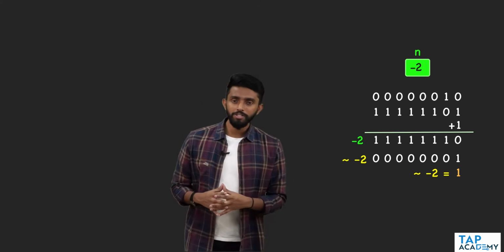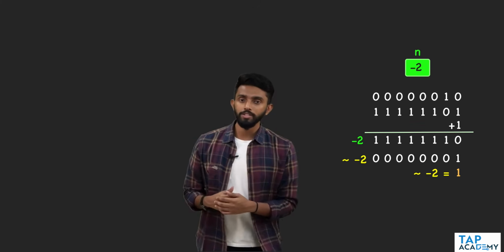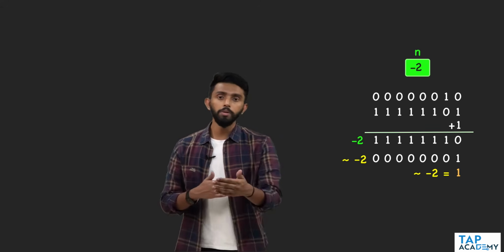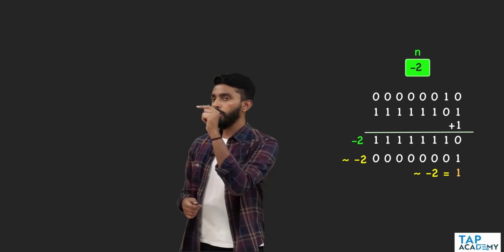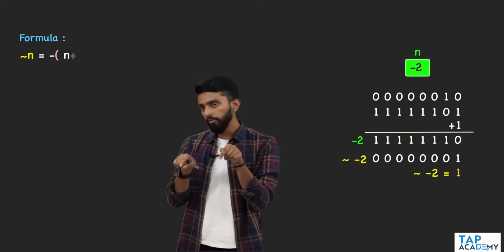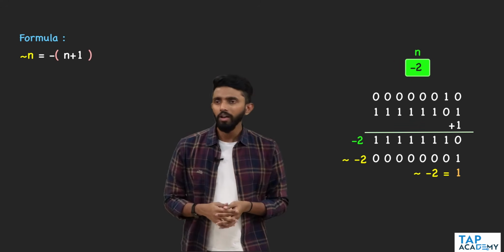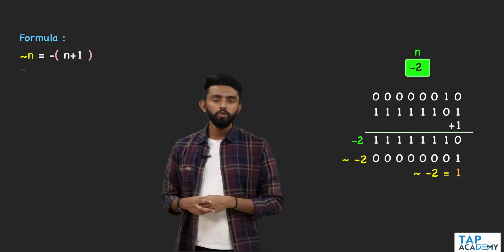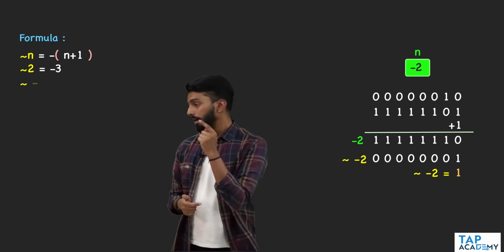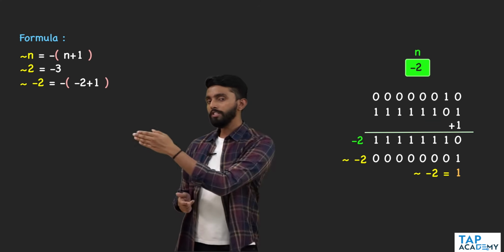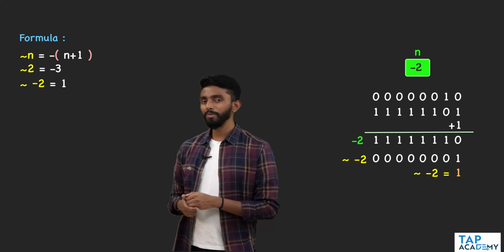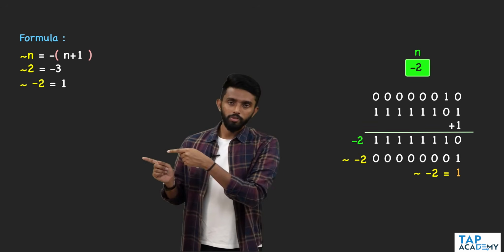Also, my dear friends, there is a very simple formula with which, without directly doing all this, you can figure out the negation in decimal. The formula goes like this. Negation of n is equal to minus of within brackets n plus 1. Does this work? Watch it. Negation of positive 2 is minus of 2 plus 1, which is minus 3. Negation of minus 2 is minus of minus 2 plus 1, which is nothing but 1. Matches. So the formula is also there.